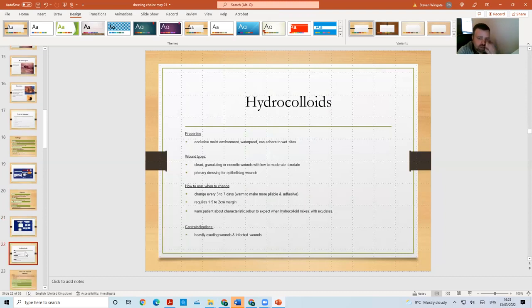Hydrocolloids, I don't think I'm saying that right, but anyway, they can be waterproof and adhere, so these would keep the moisture in and stop more moisture going in. Wound types: clean wounds when they start to granulate, or necrotic wounds with low to moderate exudate. Primary dressings for epithelialising wounds, so when it's going through that final phase.